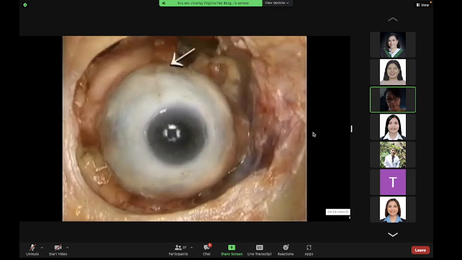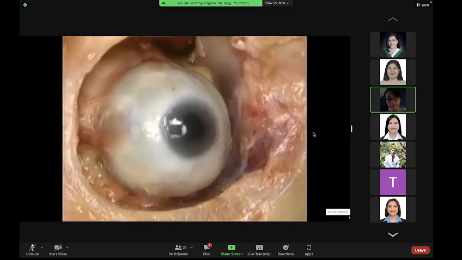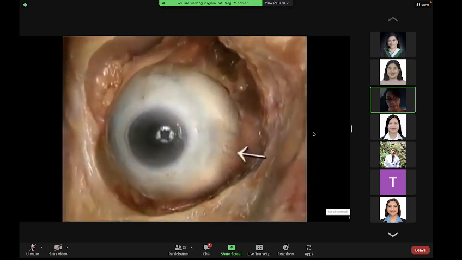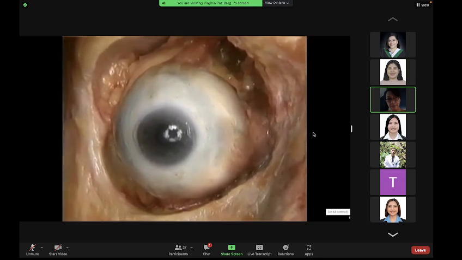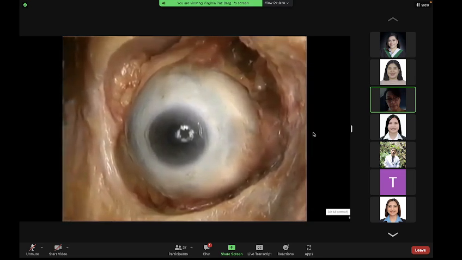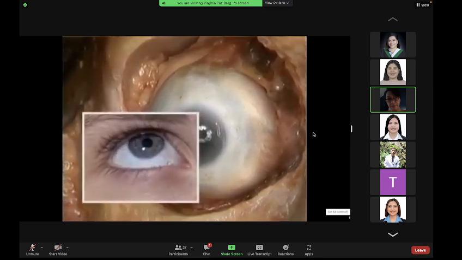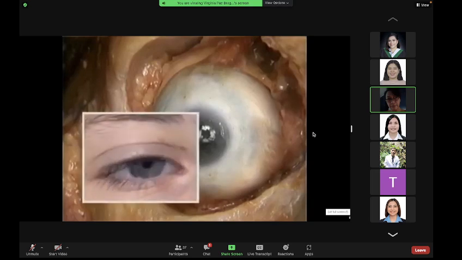Here's the insertion of the superior rectus. Here's the lateral. Here's the inferior. Here's the medial. The main actions of the rectus muscles are obvious. The superior and inferior rectus muscles turn the eye upwards and downwards. The lateral and medial ones turn it outwards and inwards.